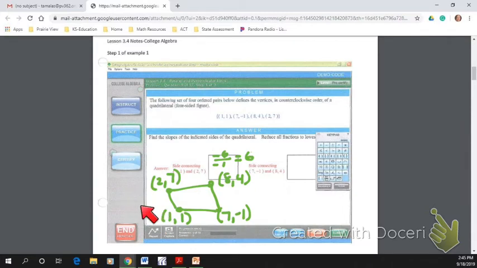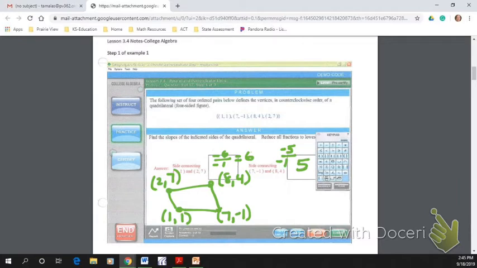So the slope of this line right here is a 6. Okay, how about this line over here? That's these 2 points right here. Change in y is what? 4 to negative 1. 1 and 5. -5. Okay, and the change in x from 8 to 7. -1. So that comes out to be 5.